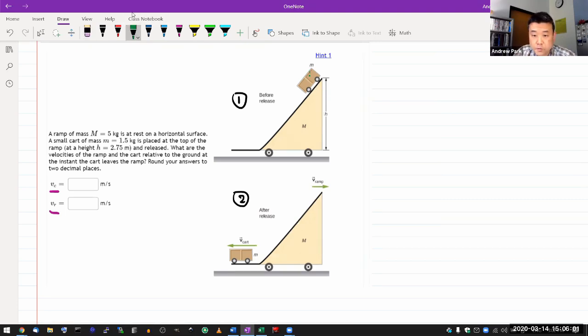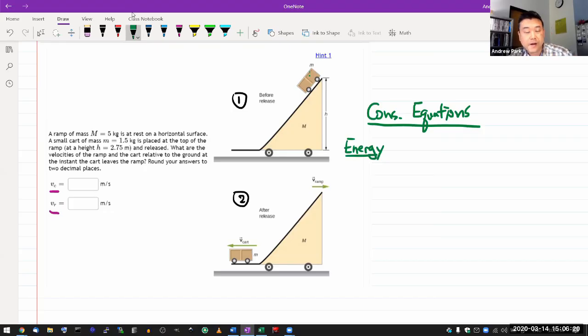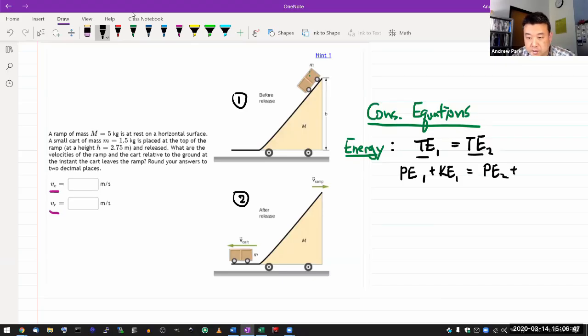So let me write down the conservation law equations. I'm going to have conservation of energy. Let me skip some of the other steps that I was doing earlier where I write down total energy. I think it's quick enough to just write it down. So total energy in snapshot 1 is equal to total energy in snapshot 2. By total energy, we mean potential energy plus kinetic energy, and potential energy plus kinetic energy.